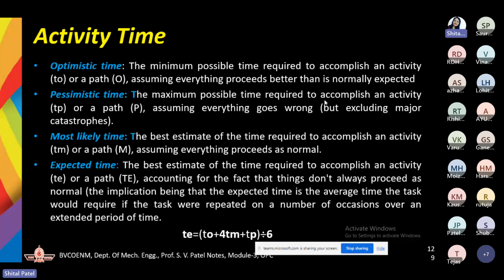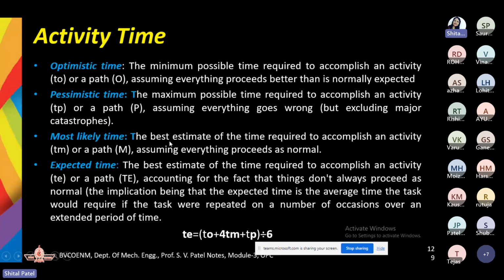Sometimes we need to struggle with natural calamities, for example. So at that time we have to calculate the pessimistic time. This is the maximum possible time required to accomplish an activity, right? When everything is not in your favor, in how much time will you complete it? And most likely time and expected time I'm explaining.